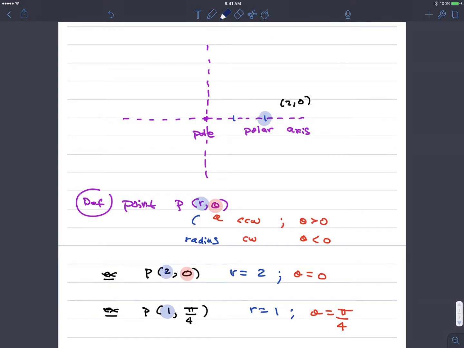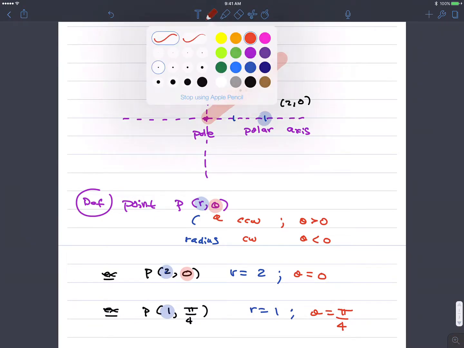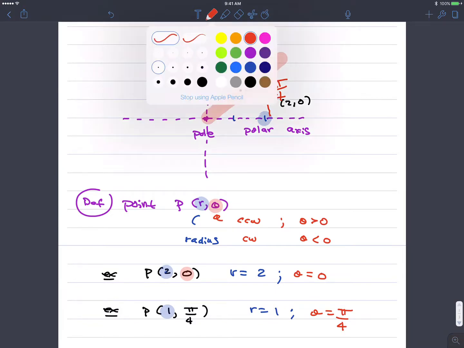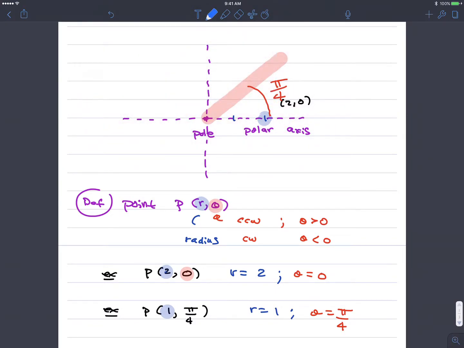Let's take a 45 degree angle. How does that look? Something like this. Is that true? So I want to point out to you guys that this angle here can be thought of as pi over 4. Now, how far are we going to actually go in this case? Our radius is 1.